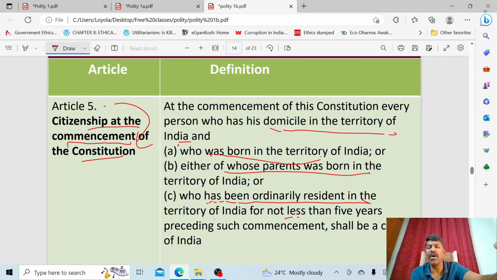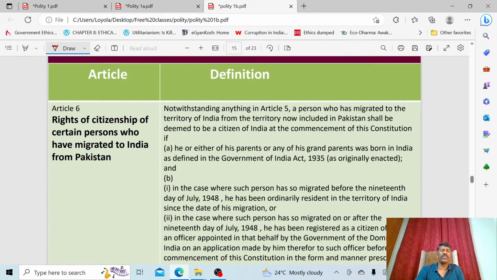territory of India for not less than 5 years before applying for citizenship, will be in the category of citizens of India under Article 5 of the Indian Constitution. But the condition is a minimum of 5 years before applying for citizenship. You should be okay with this. Not much important, but just to go through this idea.